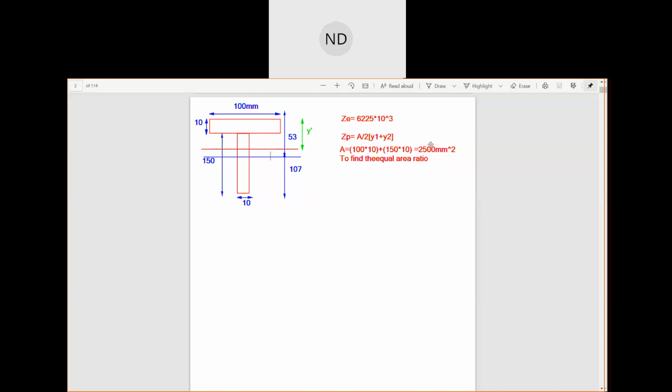That means this 2500 is divided into half and half here. Half of this 2500 should be this and half should be this. This equal area axis is dividing into two equal areas. Suppose this is your y dash, measured from the top. So what will be your bottom portion below this equal area axis?